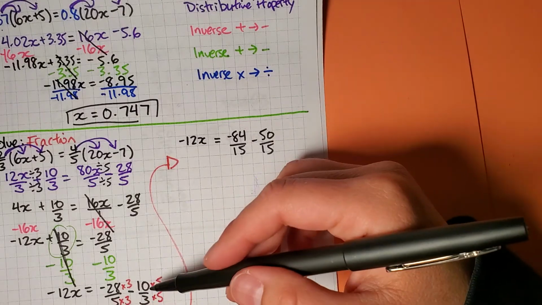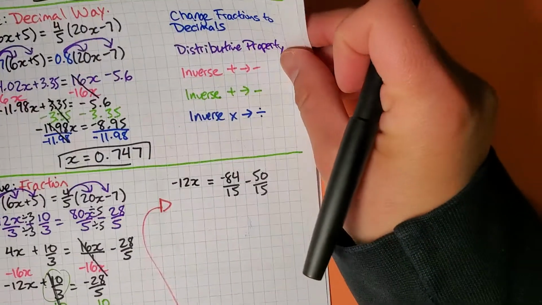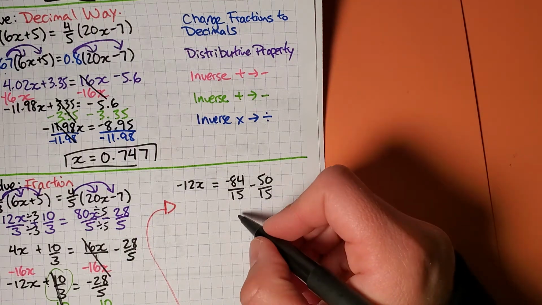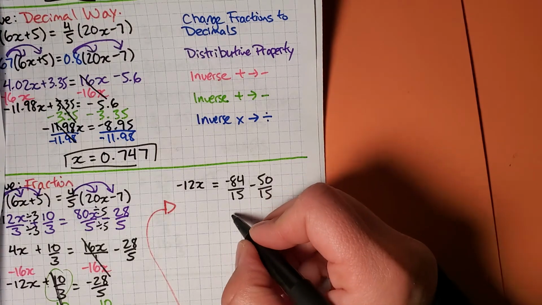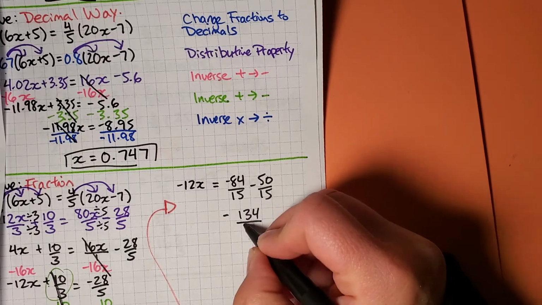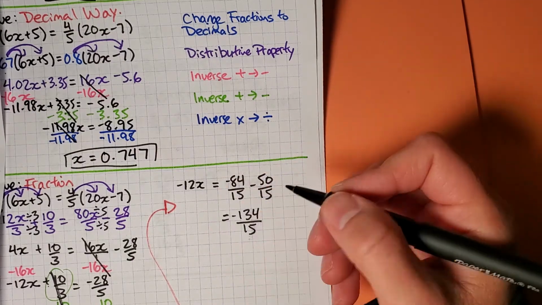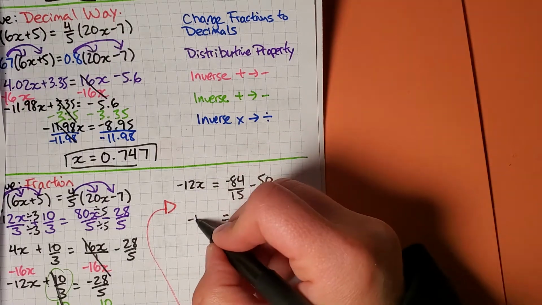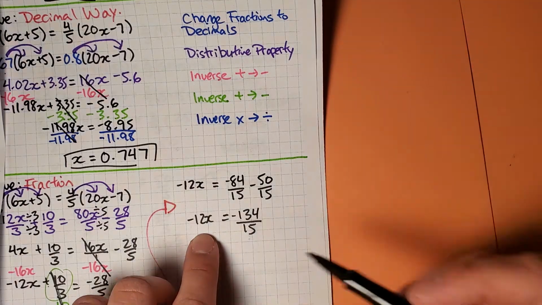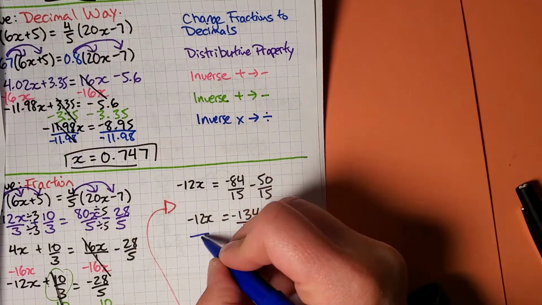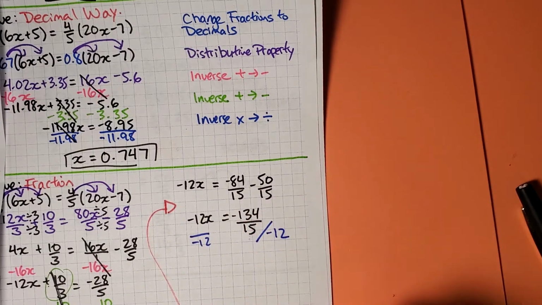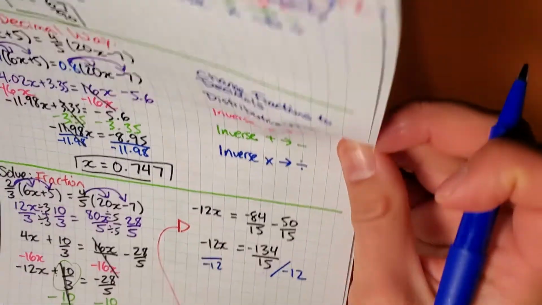So I just rewrote that mess down there. At the top here, a negative and a negative. When you're adding two negatives together, you're going to get a bigger negative. So that's going to equal negative 134 over 15. And this side over here is negative 12x. The next step, the inverse of multiply. So I'm going to divide this by negative 12. I'm going to divide this by negative 12. Again, looks messy, but bear with it.